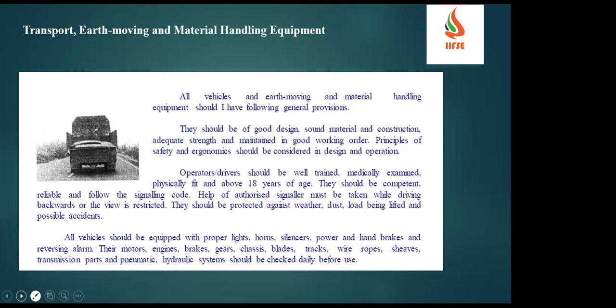And help of authorized signalers must be taken while driving backwards. Here we call them a flagman. So definitely every construction industry or project will have a flagman. What he does is he will guide the drivers while reversing the vehicle to avoid accidents.